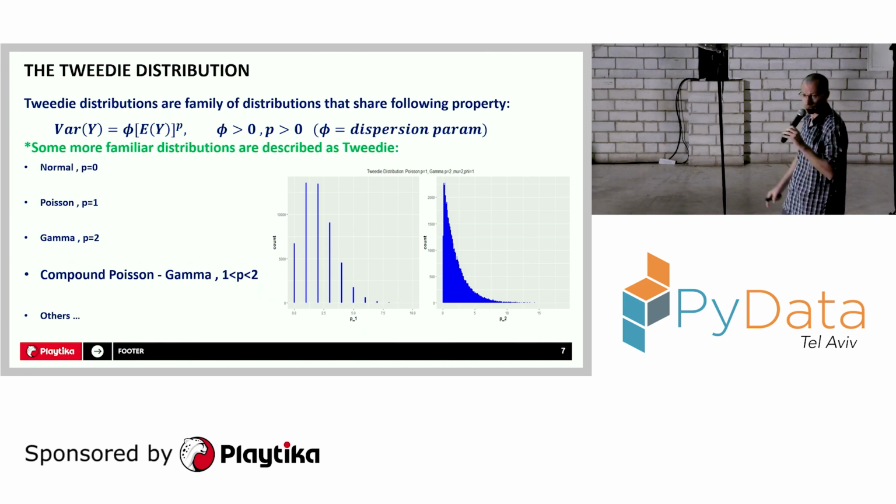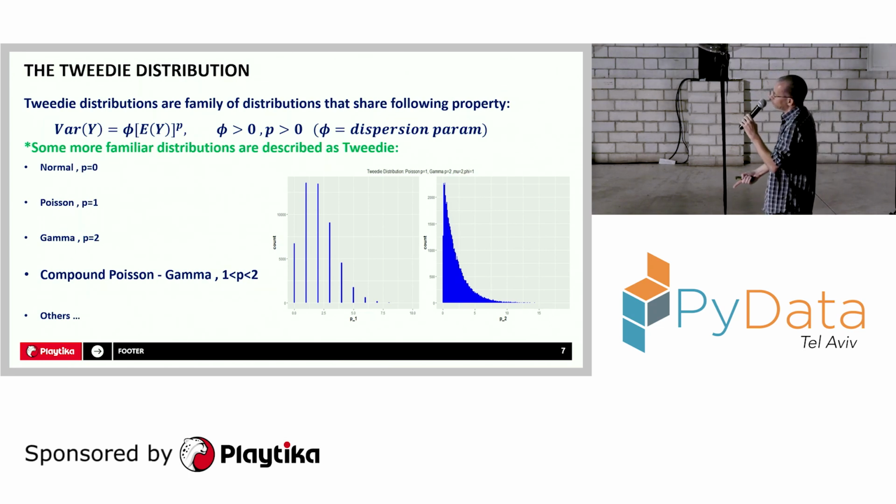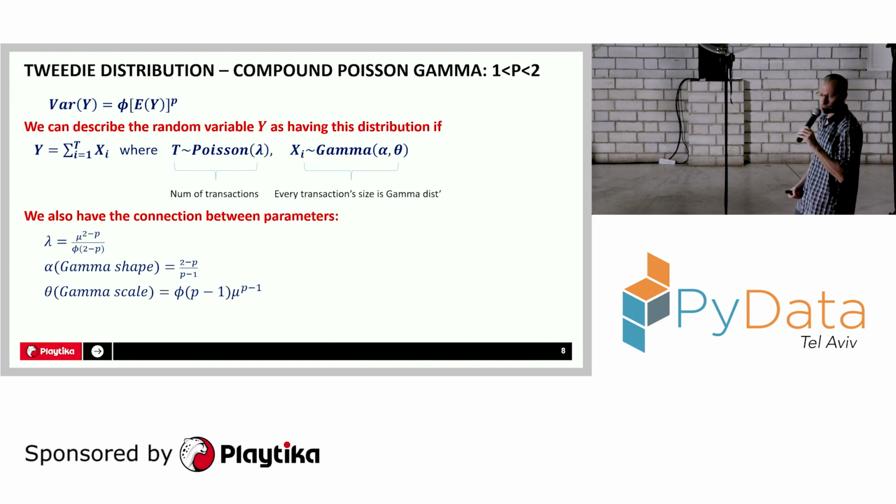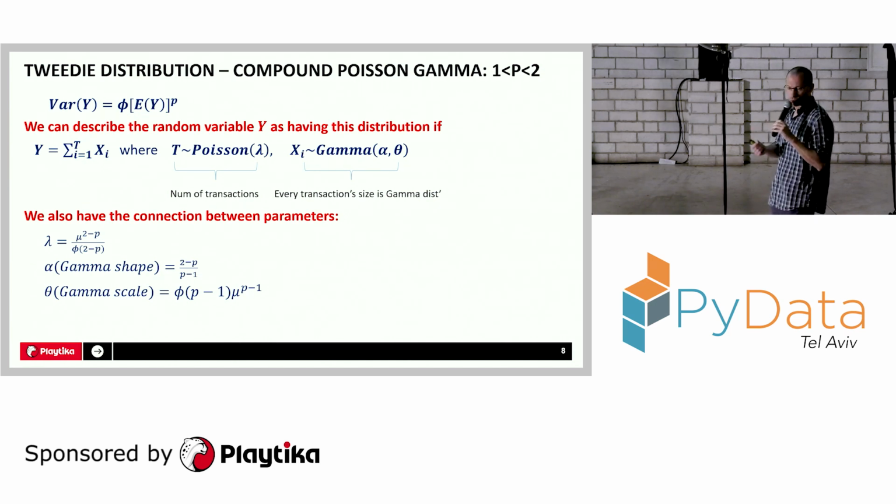There are other values, 3 and more, that relate to more esoteric or less known distributions, but we are mainly concerned with the compound Poisson Gamma, which deals with the power which is in the range of 1 and 2. So having the p in the range of 1 and 2, we get the compound Poisson Gamma distribution. So this is actually nice. It's like having a random variable which you can present as a sum of a specific number of gamma random variables, but the number of such gamma random variables is dictated by a Poisson.